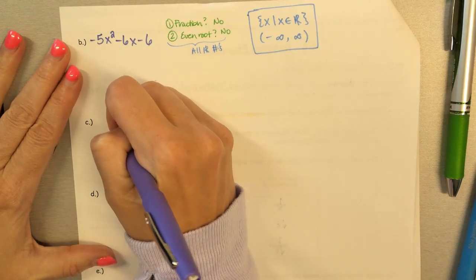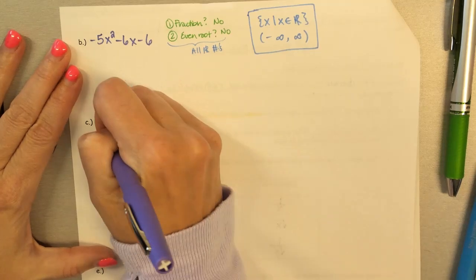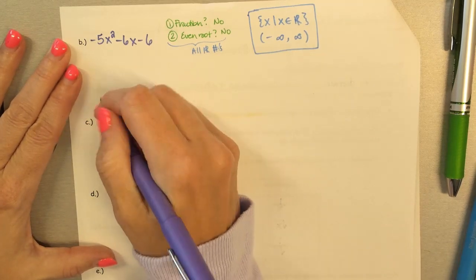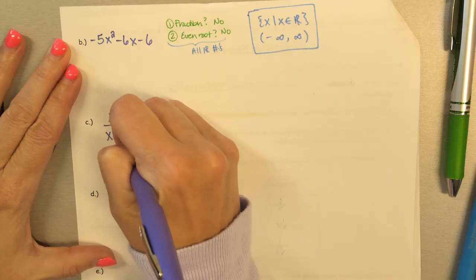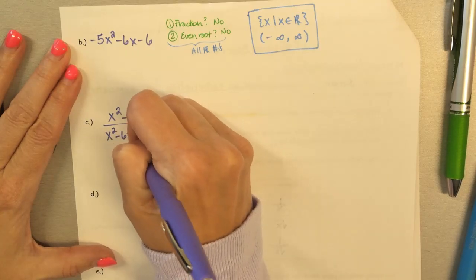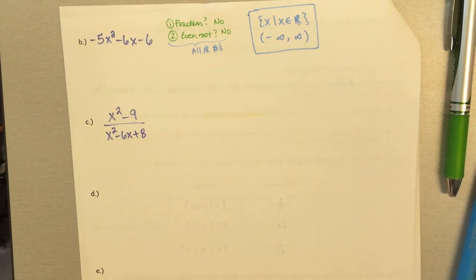Okay, and then for C, we have x squared minus 9 over x squared minus 6x plus 8. So ask yourself your 2 questions, and then let's see if we can set something up with one of those.